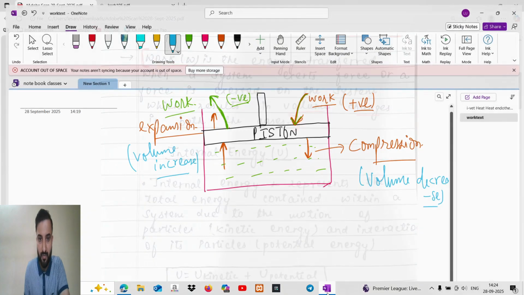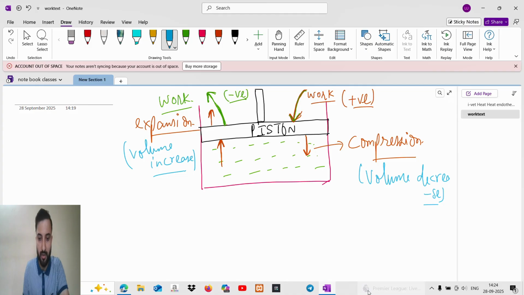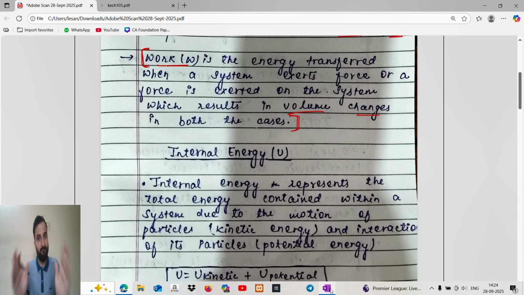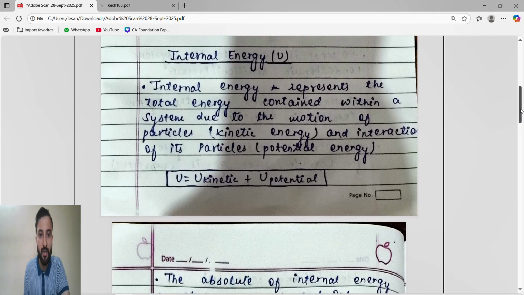Okay, and then draw this whole diagram. Okay, and write down the same thing what I have written. So till here, I hope the part of the notes, what to write, has got cleared. Now next we'll go for the internal energy.